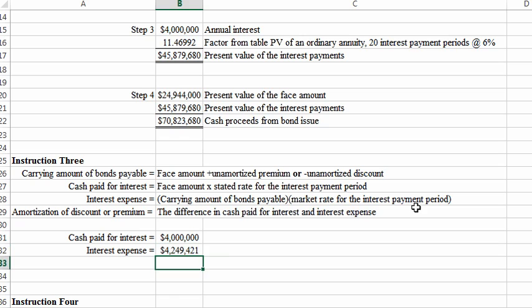So our interest expense is actually more than the cash that we're going to pay out for interest. The reason why is because we're making up for that discount, right? When bonds are issued at a discount, that creates more interest expense for the issuing corporation in future periods. So now let's come over and make our journal entry. We're going to debit interest expense for $4,249,421.